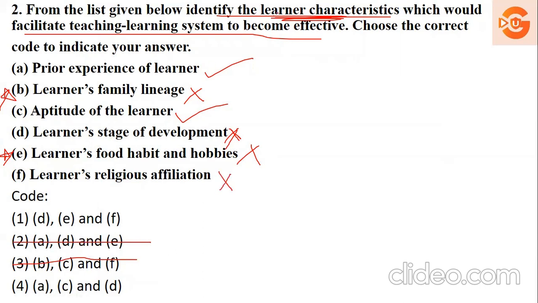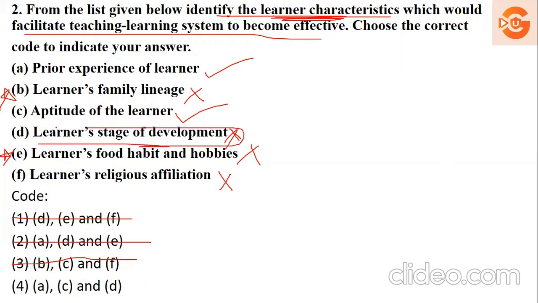Religion does not have any characteristics of learning. In fact, we are in a secular country, so here everything is equally taken. So definitely F will not be there, but here A is there, C is there, D is there, and E, as I said, is not there. So the option that remains is option number 4. If you see option number 4, A is there, yes. C is there, yes. And option D.